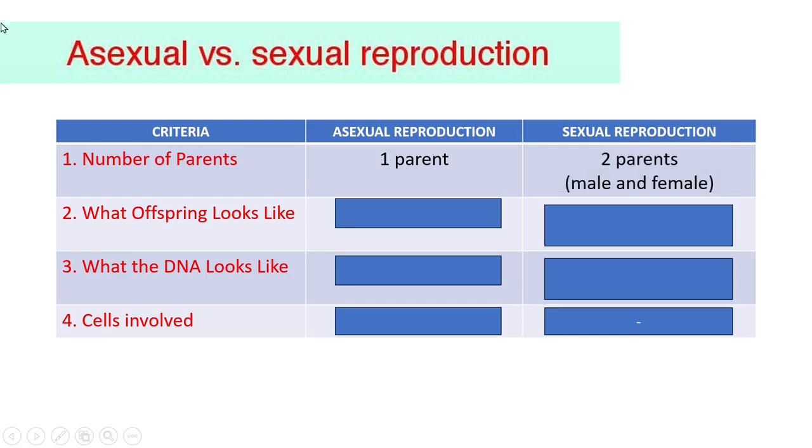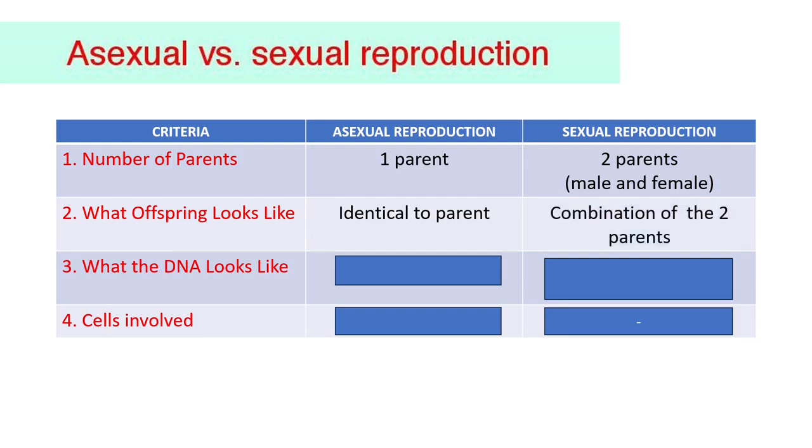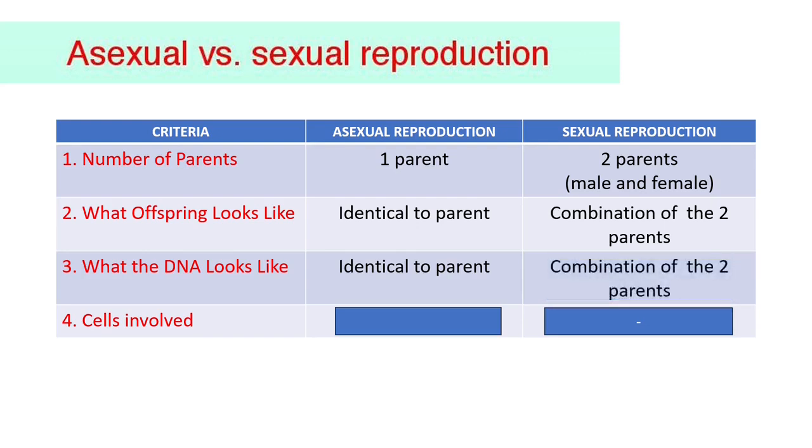For the second criteria, what does the offspring look like? For asexual reproduction, the offspring would look like their parent. How? They are identical to the parent. On the other hand, for sexual reproduction, the offspring would have a combination of the two parents. Now, going to the third criteria, what does the DNA look like? For asexual reproduction, the DNA will also be identical to the parent. On the other hand, for sexual reproduction, the DNA would be a combination of the two parents.